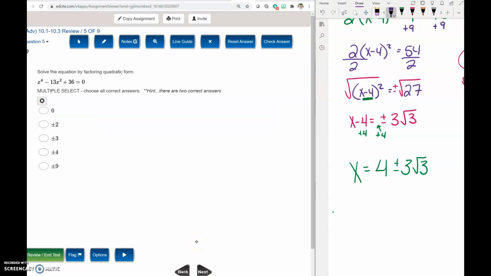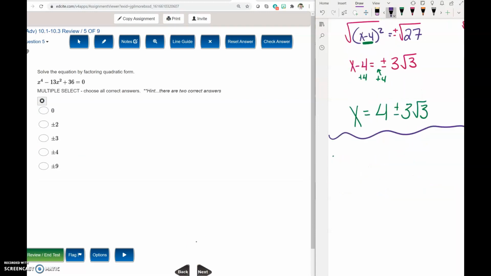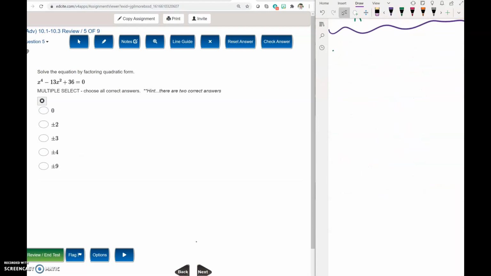Okay, this one is a multiple select. There are multiple correct answers. You need to choose all of them. And for a hint, there are 2 correct answers. So you're going to need to select 2 of these.